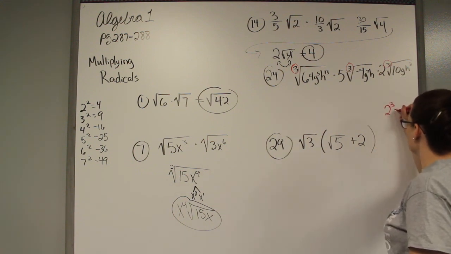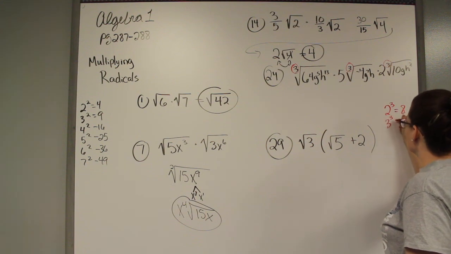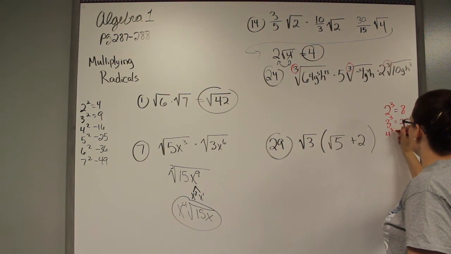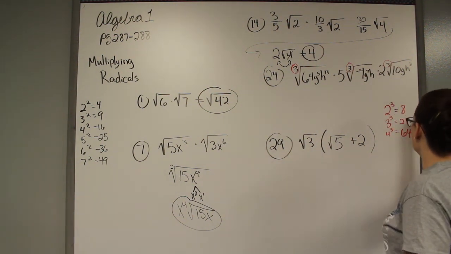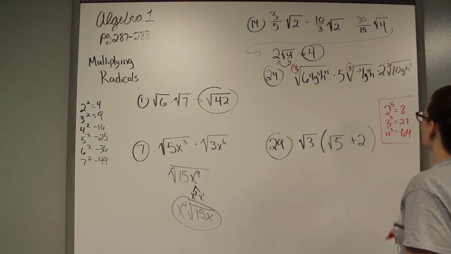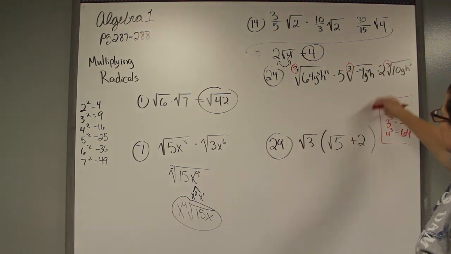2 cubed, that's 2 times 2 times 2, that's 8. 3 cubed is 3 times 3 times 3, that's 27. And 4 cubed is 4 times 4 times 4, which is 64. Okay, so that's about as far as I'm going to go, because 64 is the highest number I got in there.